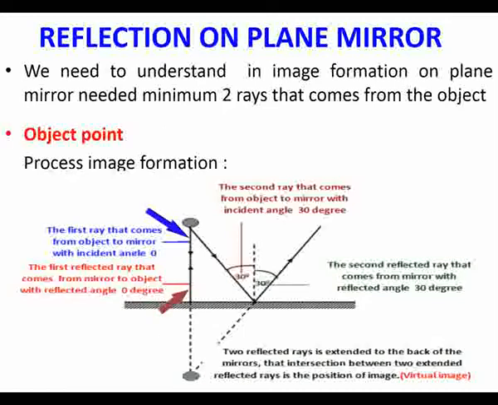After the ray comes to the mirror, the ray will be reflected. Using the second law of reflection, the incident angle is equal to the reflected angle. Because the ray comes with an incident angle of 0 degrees, we know that the ray is reflected with an angle of 0 degrees. As you can see, the reflected ray is shown by the red arrow.